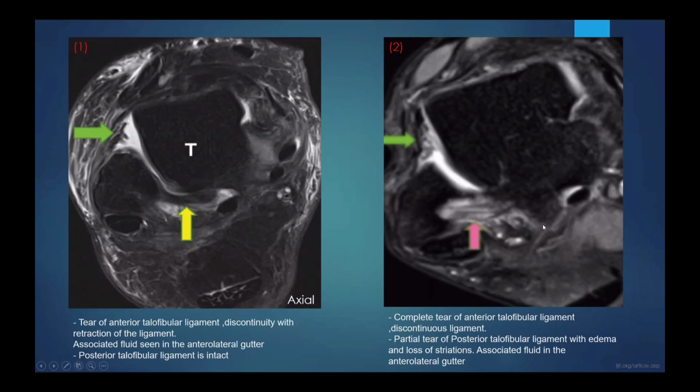In the second case, we have a complete tear of the anterior talofibular ligament with discontinuity of the ligament. And also we have a partial tear of the posterior talofibular ligament with edema and loss of the striation, associated with fluid in the anterolateral gutter.